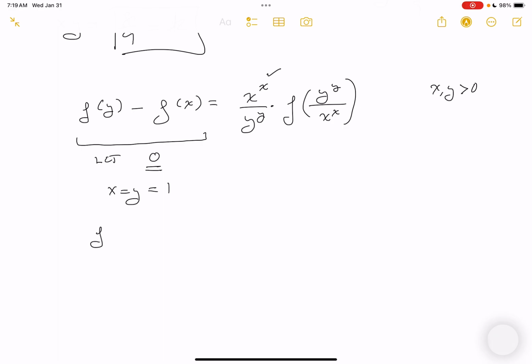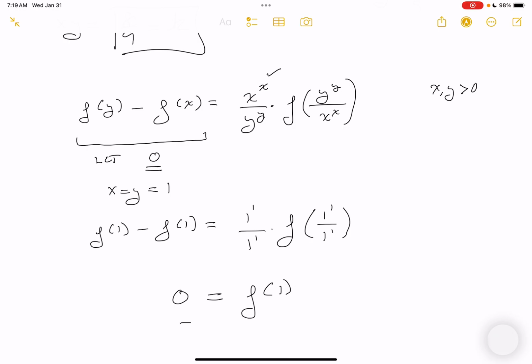Let's write this down. f of 1 minus f of 1 would be equal to 1 to the first power, 1 to the first power, times f of 1 to the first power over 1 to the first power. Well, I do get 0, because f of 1, whatever it is, minus f of 1 is going to be 0. 1 divided by 1 is 1, and f of 1 divided by 1 is f of 1. So I'm going to say over here, this might be useful, but it may not be useful. Maybe I've got to do f of 2 or f of 3, whatever. I don't know. And you could do something like that, all right?